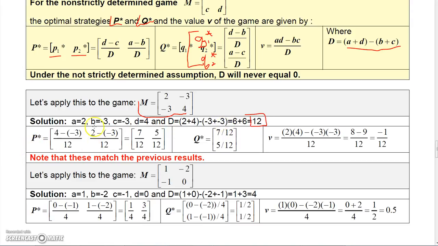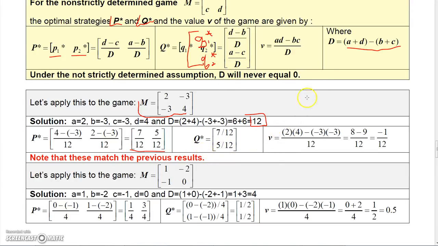So P star would be what? D minus C, so that would be 4 minus -3, so that's 4 plus 3, which is 7, over capital D, which is 12. And then the other entry would be 2 minus -3, which would be 5 over 12. So 7 twelfths and 5 twelfths, and that's what we got a minute ago. And then Q star, doing the same way, D minus B would be the same, and A minus C would still be the same, so it would be 7 over 12 and 5 over 12. So you can see Q star.